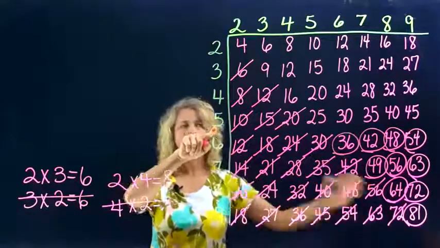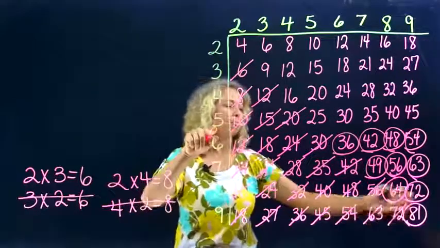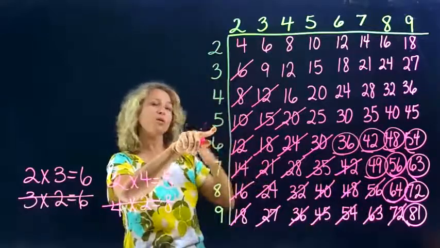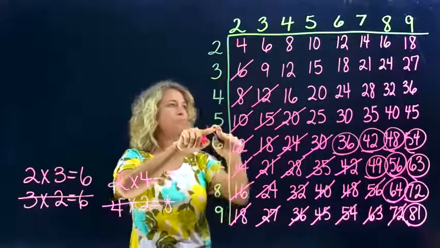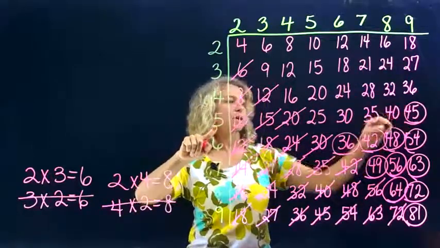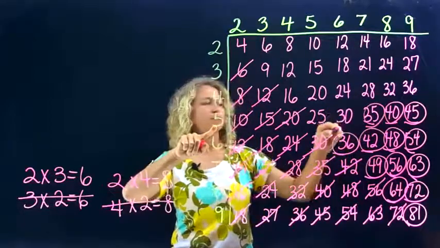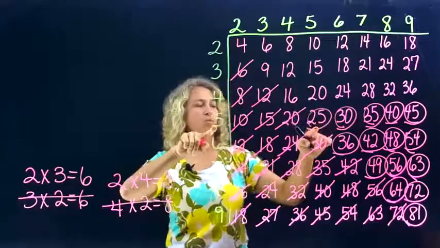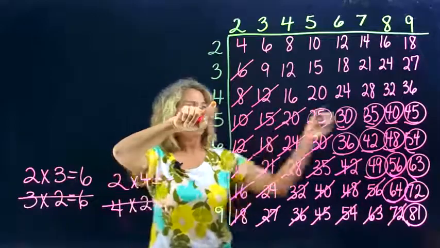And do you see how I'm going backwards? You can go either way. I could have started top to bottom, but I'm just going through and showing you how these are going to be the facts that we have to memorize. 5 times 9, 45. 5 times 8, 40. 5 times 7, 35. 5 times 6, 30. And then 5 times 5 is 25. We're almost finished. All right.